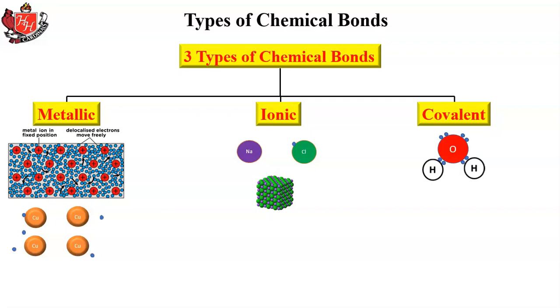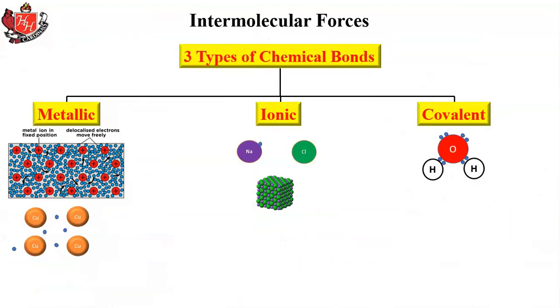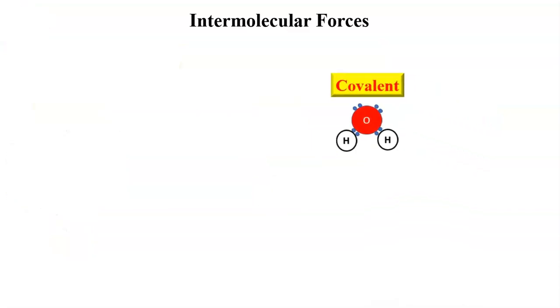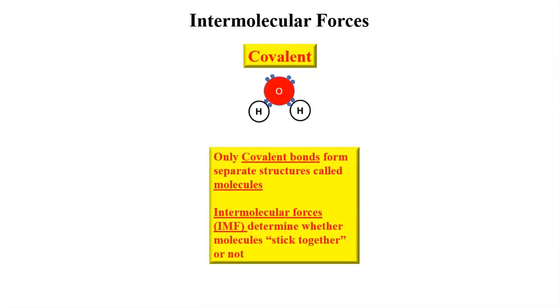The focus of this discussion on intermolecular forces deals with covalent bonds. Covalent bonds form independent structures called molecules. So if we take these three, we're going to ignore the other two for now. They don't apply to this discussion, and we're going to simply talk about the covalent bonds. So only covalent bonds form separate structures called molecules. So sodium chloride is not an independent structure. It's part of a brick wall, as we just mentioned. But water is an independent molecule. It's an independent structure. 2 different water molecules can separate and go in different directions.